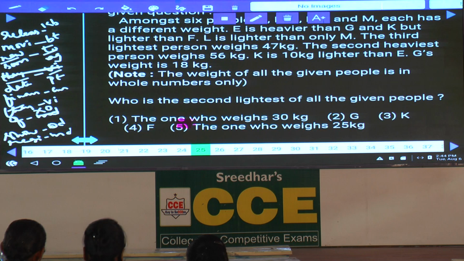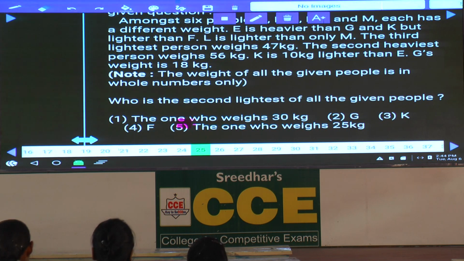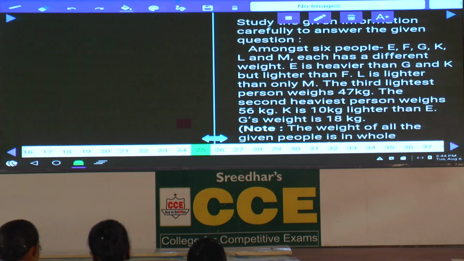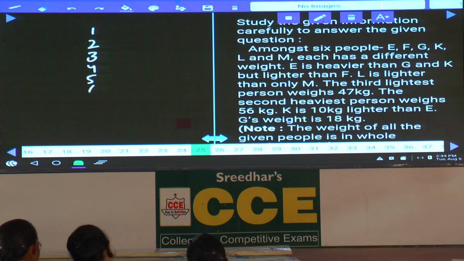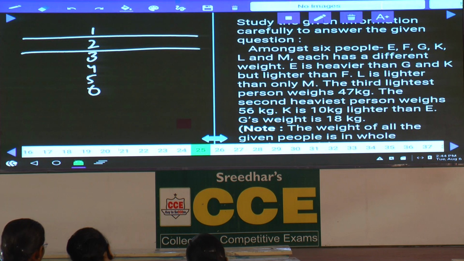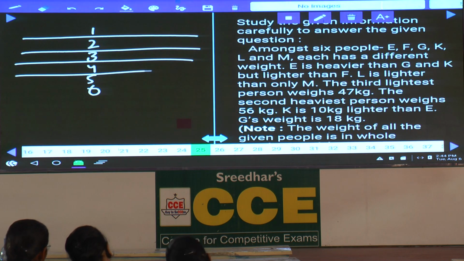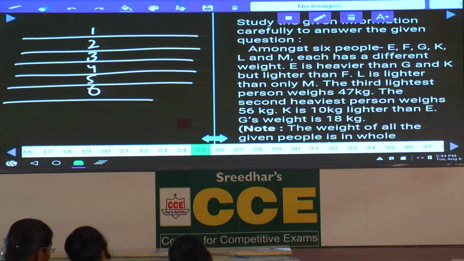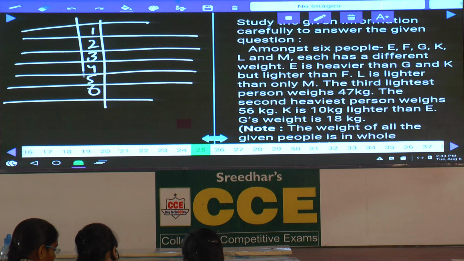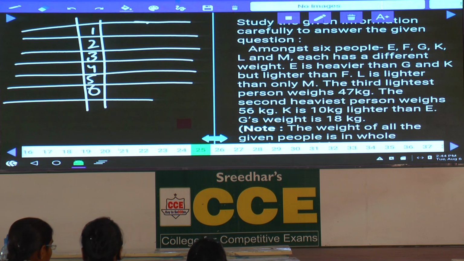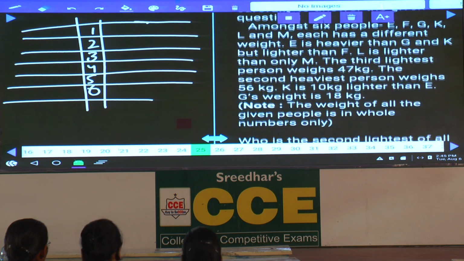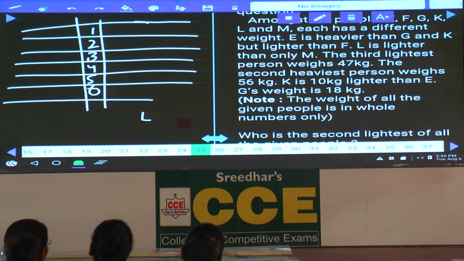Then 25 to 27, now in this 25 to 27, it is based on comparisons. Now in total, how many persons are there? 6 persons, 1, 2, 3, 4, 5, and 6. Now these 6 persons are being compared in weights. L and M, each has a different weight. E is heavier than G.